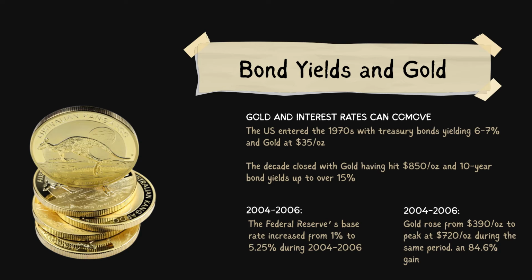More recently, between 2004 and 2006, in the middle of a 10-year bull market in gold, the Federal Reserve's base rate increased from 1% to 5.25% during those years. And gold rose again 84.6% between 2004 and 2006.